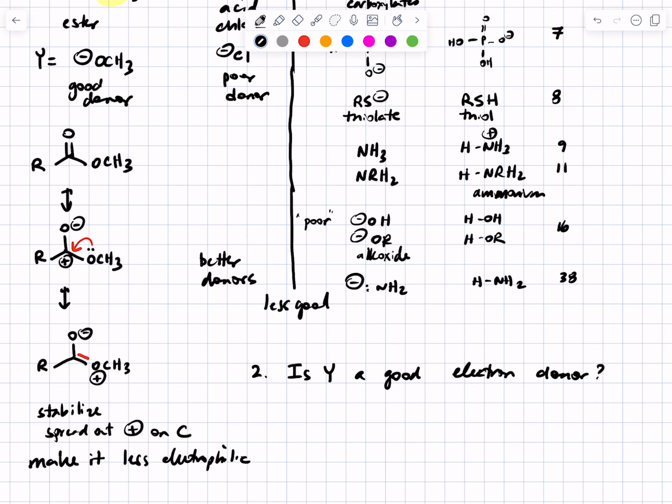Now, chloro is not a good donor, so you tell me now, who's more electrophilic, the ester or the acid chloride? Acid chloride. Why? Because it doesn't have as good of a donating group, doesn't stabilize the positive charge on the carbonyl carbon, so the carbonyl carbon's more electrophilic.